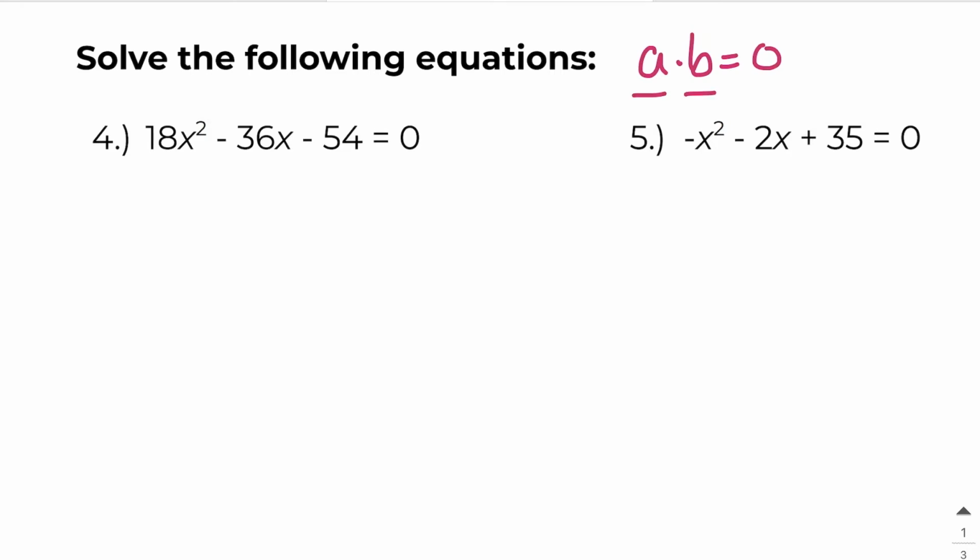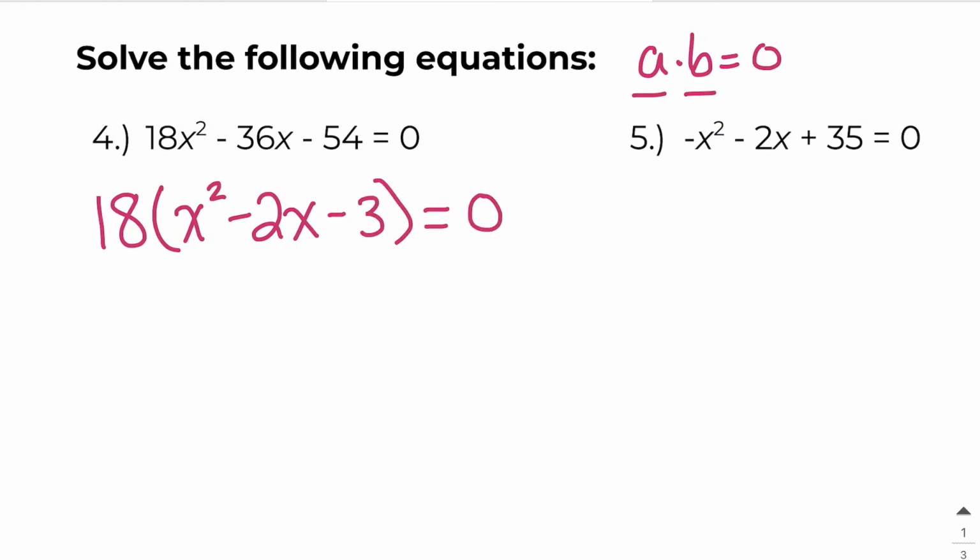So first thing I'm going to ask myself is there a GCF? Is there anything in common with these three terms? And yes, there is. My GCF is 18. So when I factor out 18 from 18x squared, I get x squared. When I factor it out from negative 36x, I get negative 2x. And when I factor it out from negative 54, I get negative 3. Don't forget to copy down that equals 0.